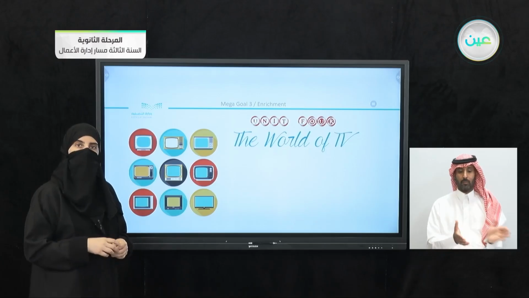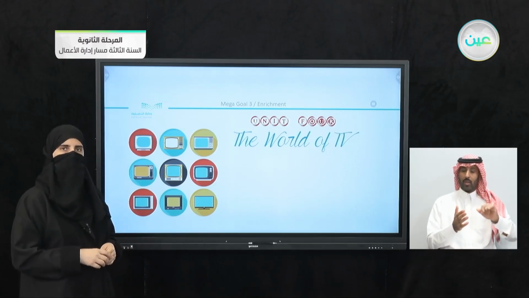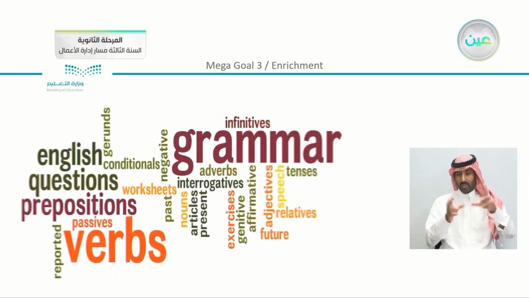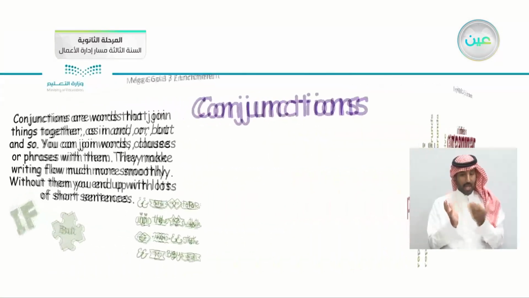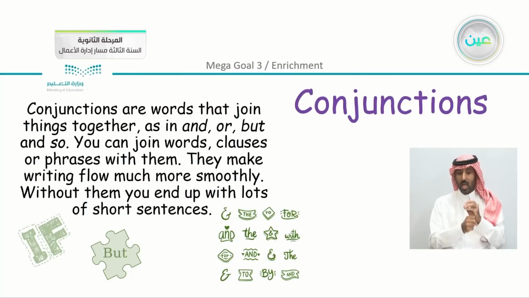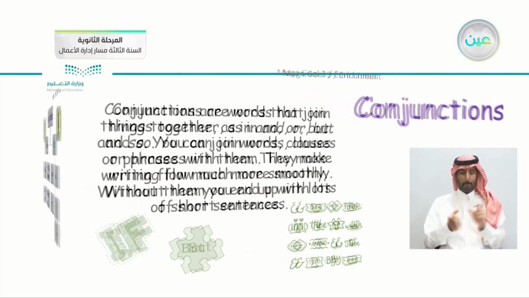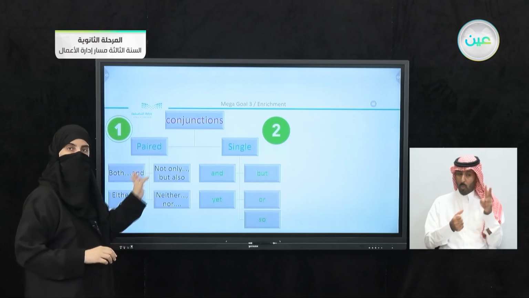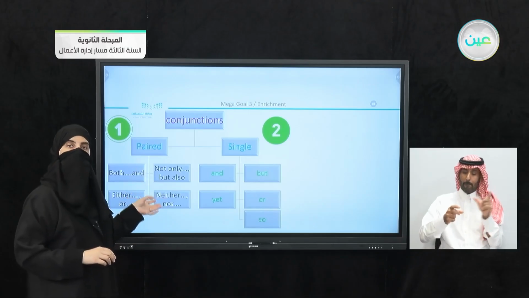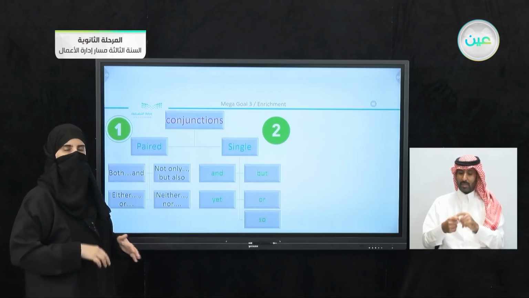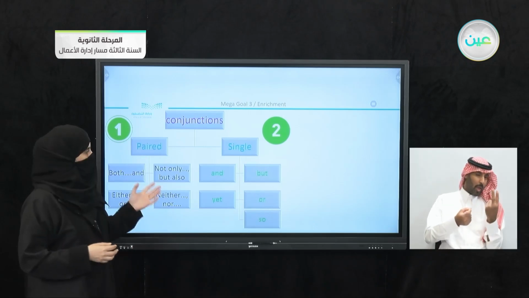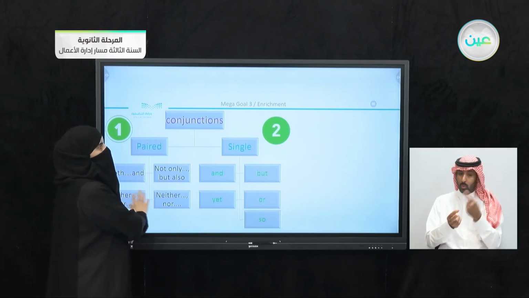Now moving to our last unit, which is Unit 4. What did we study in Unit 4? We have the world of TV. Now in the grammar lesson, we can see that we have studied conjunctions. Now we said that there were two types of conjunctions. We have paired conjunctions, we took the 4 types, and we have single conjunctions that we usually use in our sentences like and, but, or, yet, for example, or so.